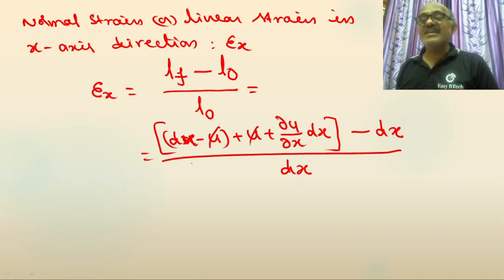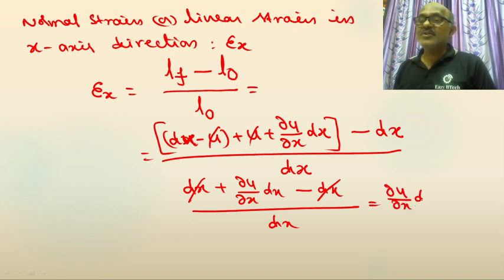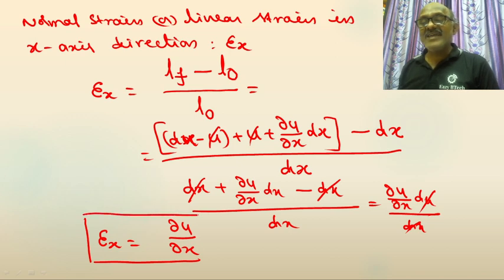That is equal to dx plus dou u by dou x into dx minus dx, divided by dx. This dx and this dx cancel out. That is equal to dou u by dou x into dx divided by dx. This dx cancels out. That is, epsilon x is equal to dou u by dou x. That is, the strain in the x-axis direction is dou u by dou x.